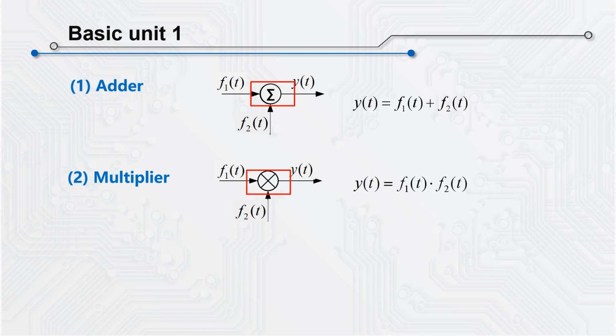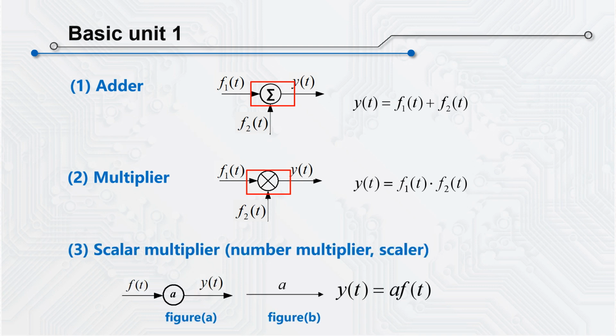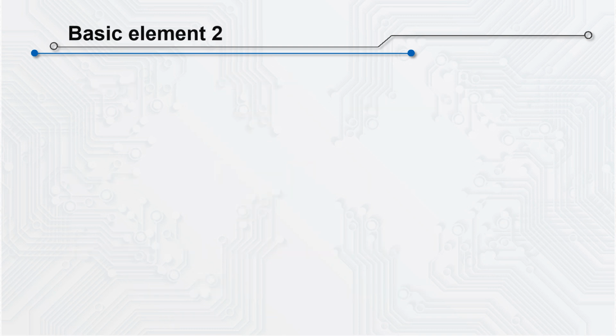This is the graphic symbol of multiplier. The output y of multiplier is equal to f1(t) times f2(t). Scalar multiplier or number multiplier or scalar can be represented by figure A or simplified to figure B. Its output y is equal to A times f(t). In general, A can also be called gain.